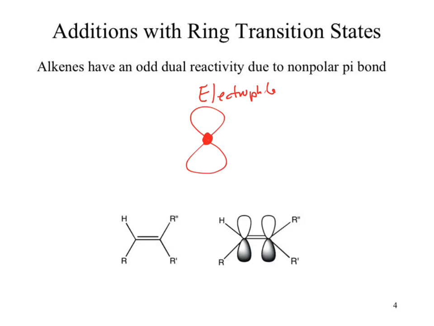But we're saying the same atom can potentially act as a nucleophile. What does a nucleophile need? It needs a negative charge. It needs a source of electrons. How can I get an atom to act as both an electrophile and a nucleophile?